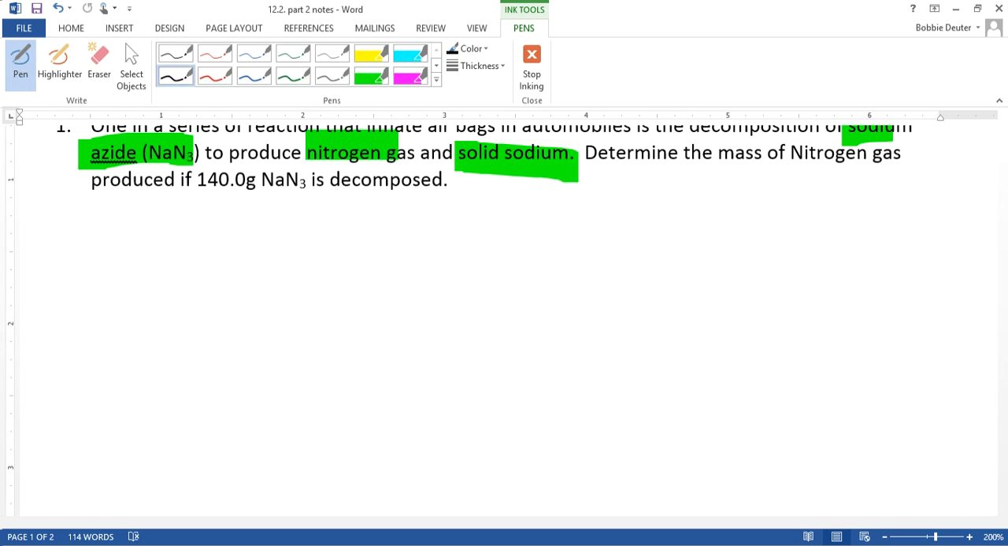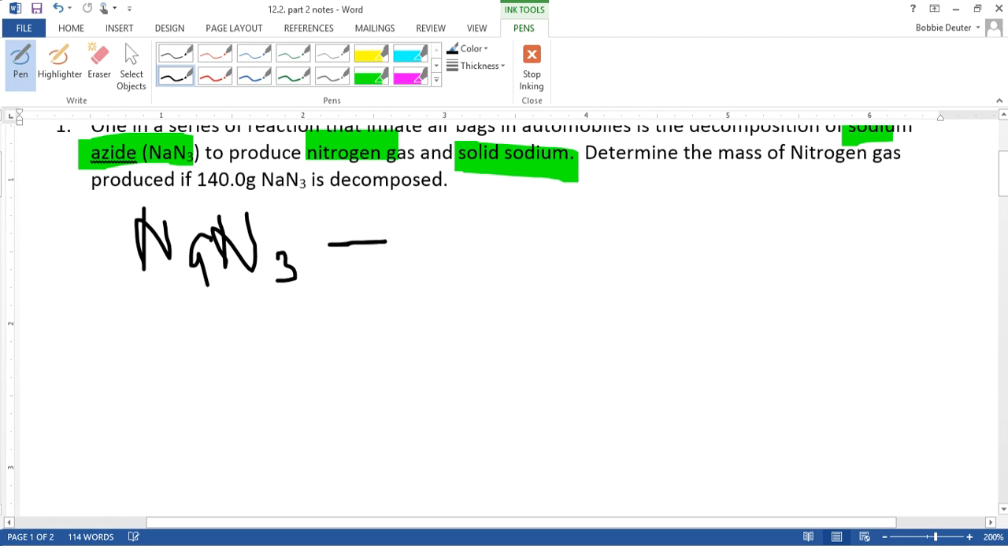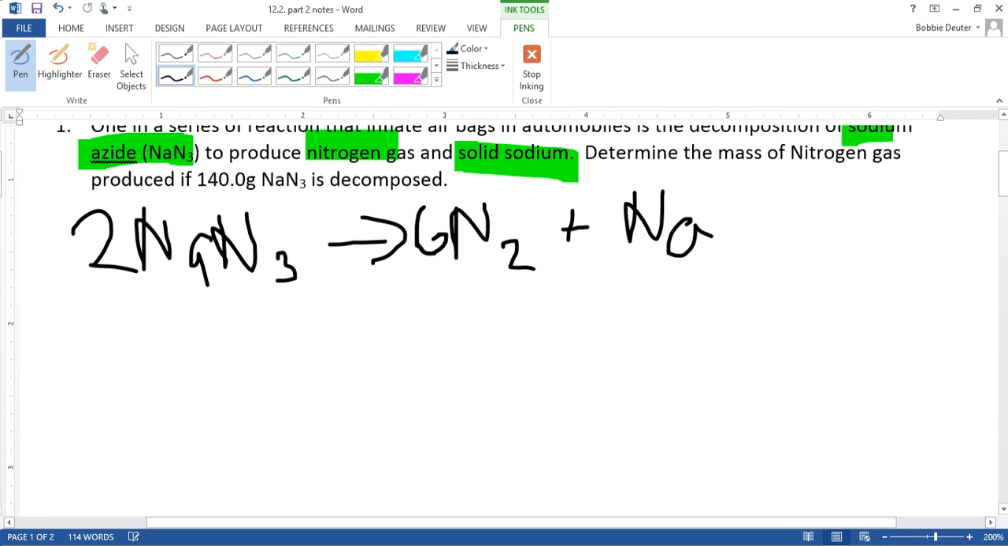decompose. So let's write our balanced chemical equation. So we have NaN3 decomposes to produce nitrogen gas and sodium. So we need to balance that chemical equation. So 2, so we can get, we want 6 nitrogen. Remember, you can always make an odd number even. We can never make an even number odd.